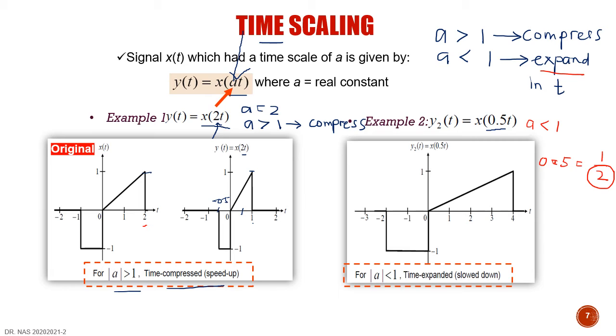So in this case, 2 becomes 4, 1 becomes 2, and minus 1 becomes minus 2. So all t will be multiplied by 2. So you can see that the signal is being expanded in t, in the time domain, by 2.